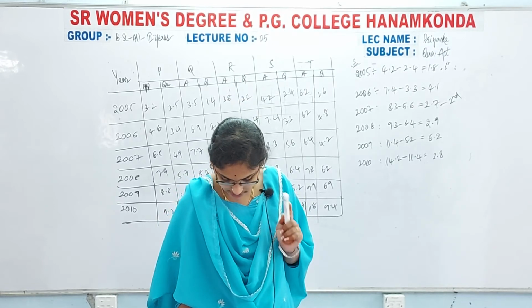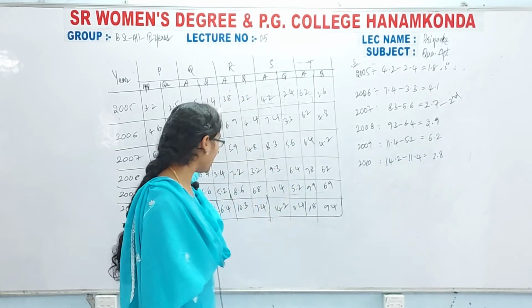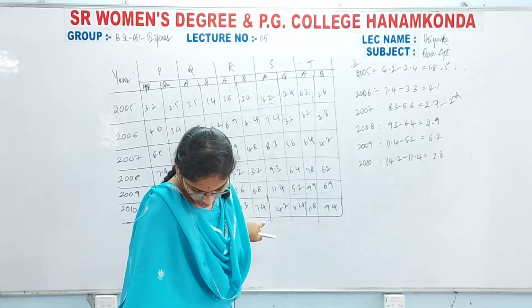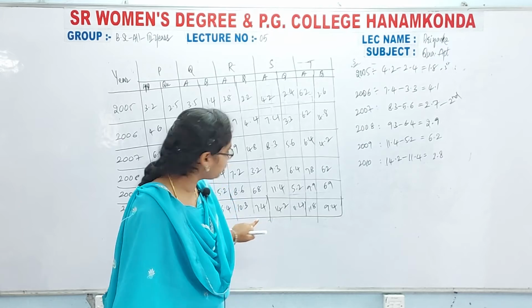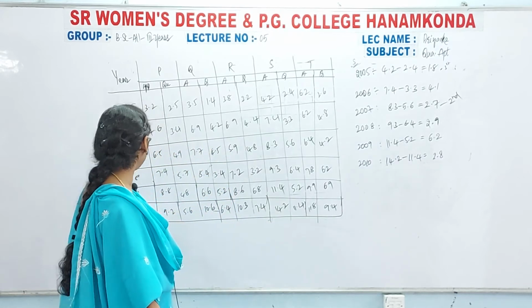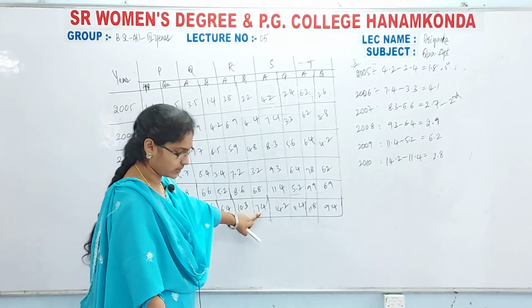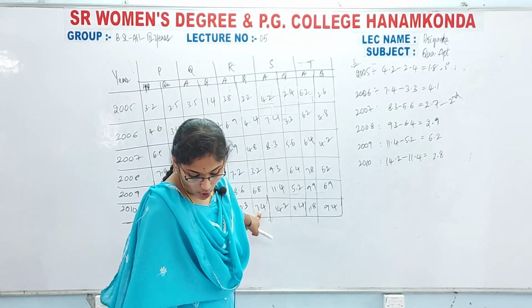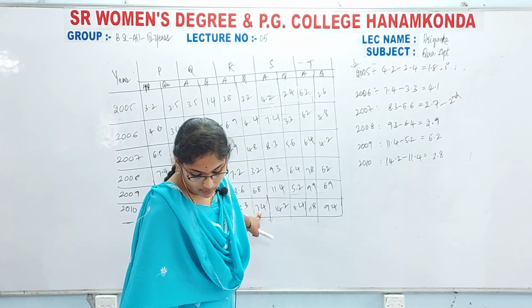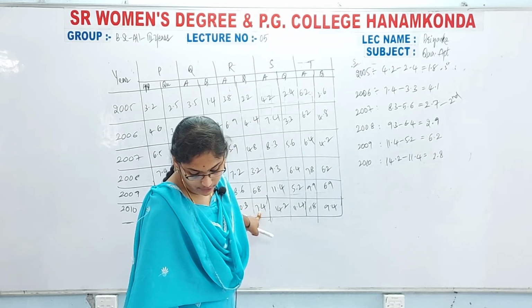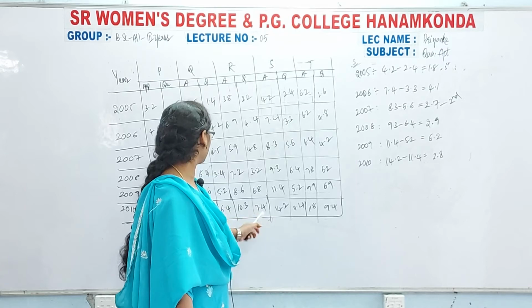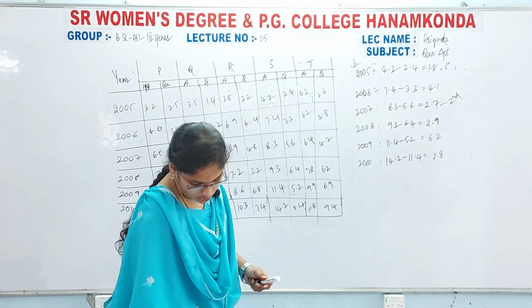who qualified the test from zone R, in zone R in the year 2010, in the year 2010, and this one was approximately what percentage of the number of candidates who appeared from zone Q, okay, so this one from zone Q.